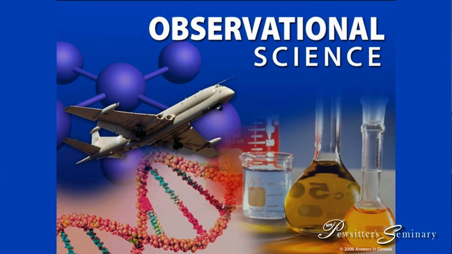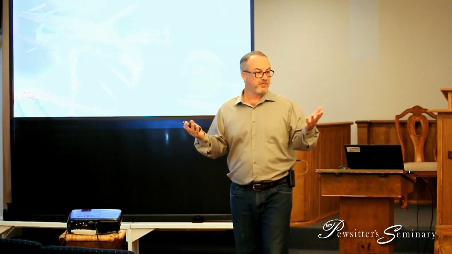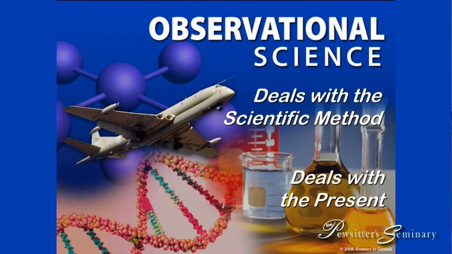The first is called observational science. Now, what is the root word of observational? Observe. What does observe mean? It's something you can see. Observational science deals with the scientific method. Remember that? What does the scientific method start with? Somebody tell me. Observation. Hypothesis, observation, testing, experiment, conclusion, and you start all over, don't you? But it all hinges on what you can see, what you can test in real time. It deals with the present.